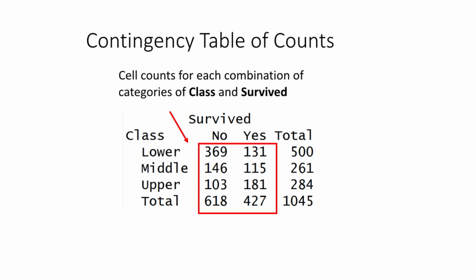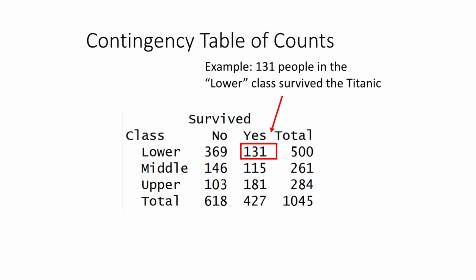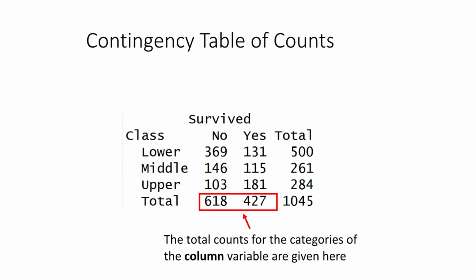In the middle, you can see that we have cell counts for each combination of the categories of class and survived. For example, if you just look at the row for the level lower and the column yes, for the survived variable, you can see that we have 131 people in our data set who were a passenger in the lower class, yet also survived the Titanic. To give another example, if you look at this cell, we have 103 people in the upper class who in fact didn't survive the Titanic.